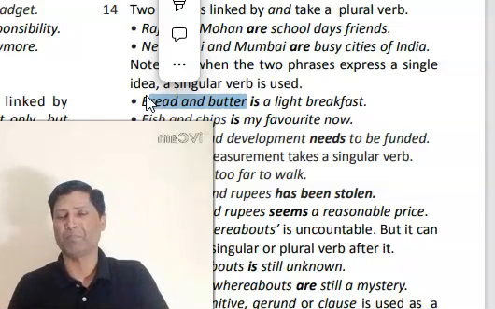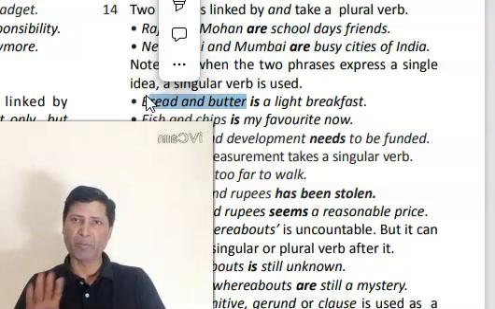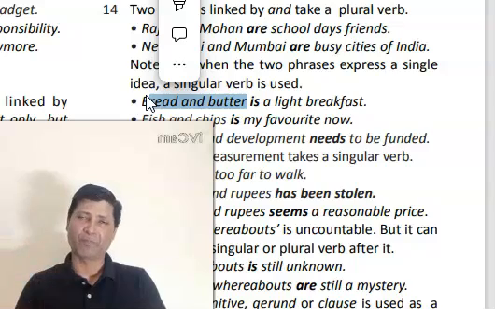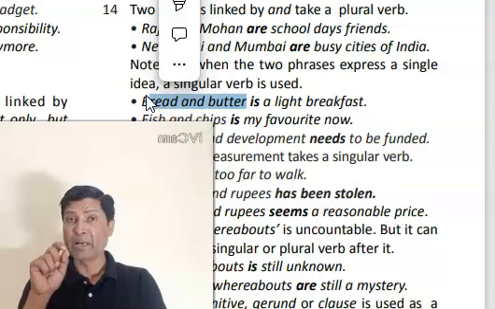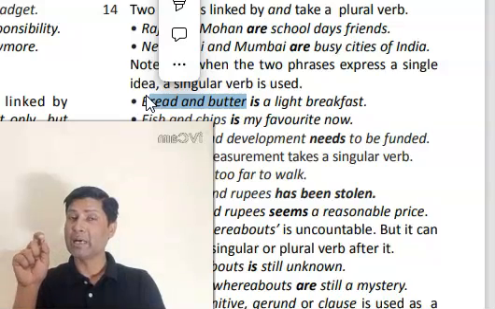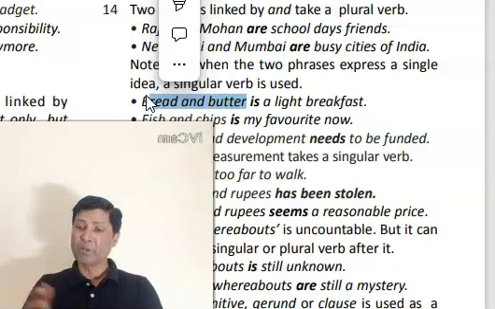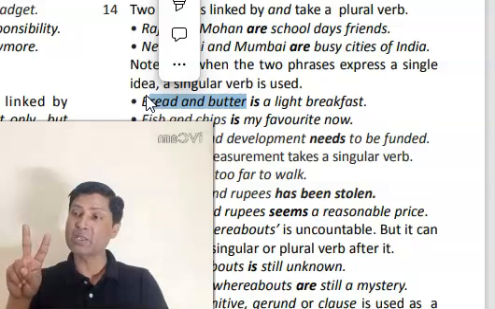Let us take another example. Suppose you are going to a shop. Here, bread and butter is a breakfast, is singular. But you are going to a shop and you are asking, Bhaiya, bread and butter, let us make it a question sentence. Is bread and butter available at your shop? This will be a wrong sentence, because in this example you are using bread and butter as two separate words, so two separate nouns.